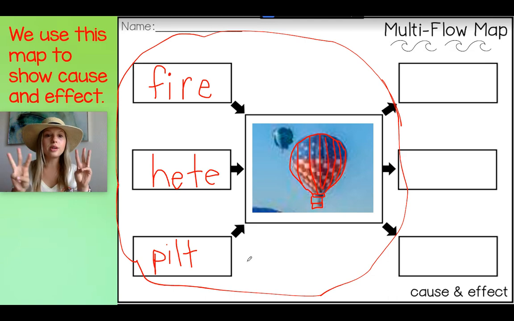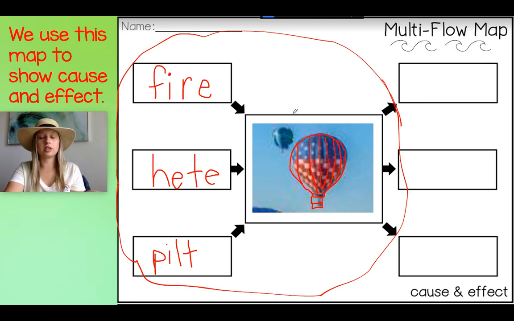So we have 3 reasons the hot air balloon starts to fly. First reason is there's fire. Second reason is there's heat to make hot air. And the third reason is because we have a pilot. Very good. And we're just going to stop there.